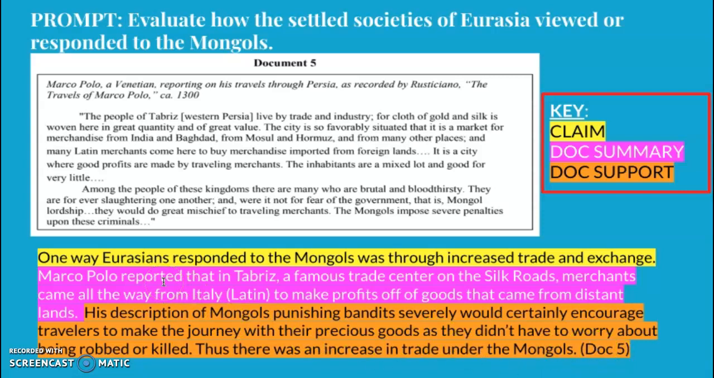So we have the document summary, a little bit of analysis, and then we show how that ties back to your claim. So again, think of it this way. You have your claim, you have your evidence, and then you have your commentary that takes the evidence and ties it back to the claim. What if you were to add an outside evidence here?